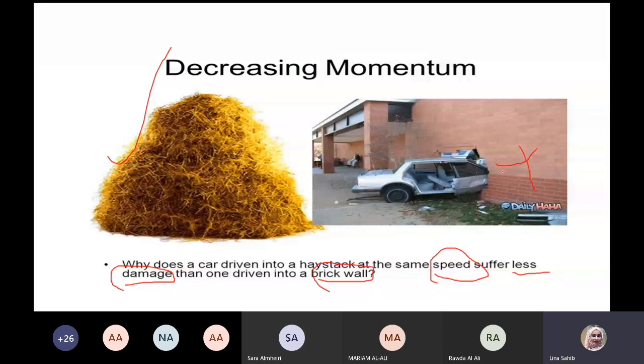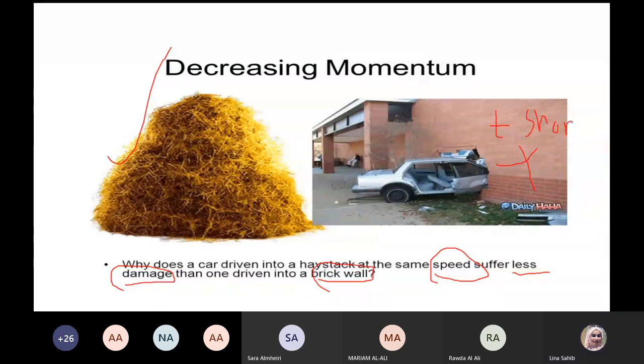As I said a while ago, when the time is shorter, the force is higher. Here the car will hit the wall immediately. There is no time spent before hitting the wall. Here, there is time taken before hitting anything behind this hay. This is why here the force is very high. Short time.